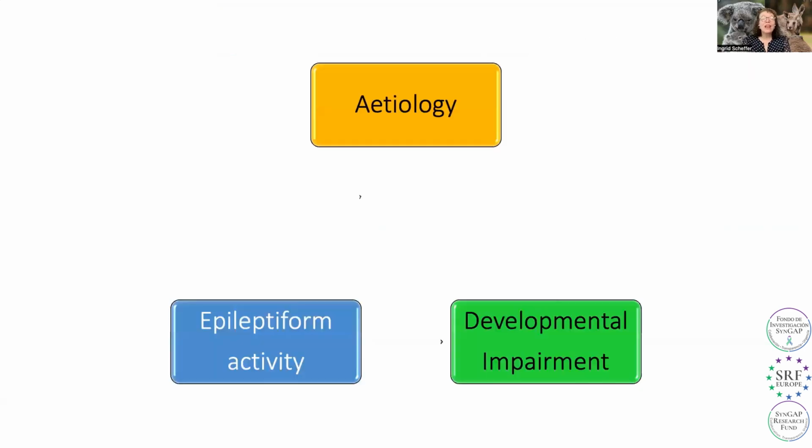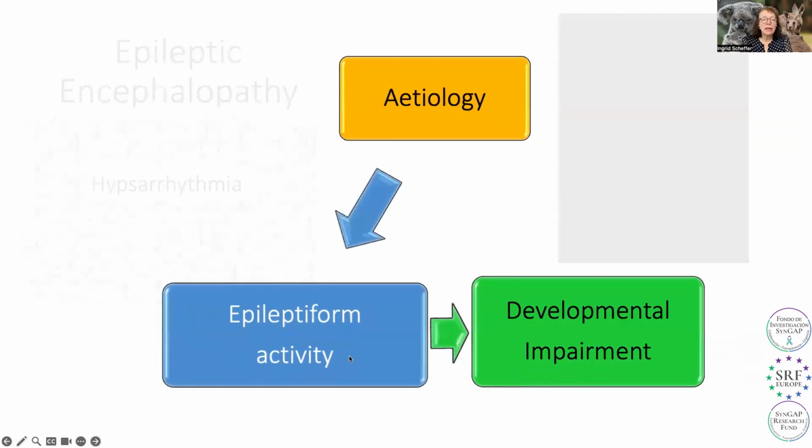So let's start by defining what do we mean by this complicated term, developmental and epileptic encephalopathies. Well, here we're putting together 3 different concepts: the etiology or cause, whether the child has developmental slowing or regression, developmental abnormality, and whether they have epileptiform activity on their EEG, or epileptic activity. And we'll start with the concept of just epileptic encephalopathy.